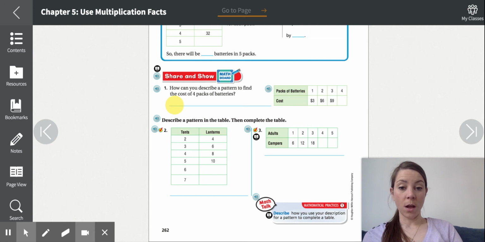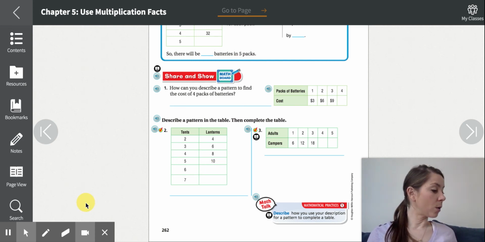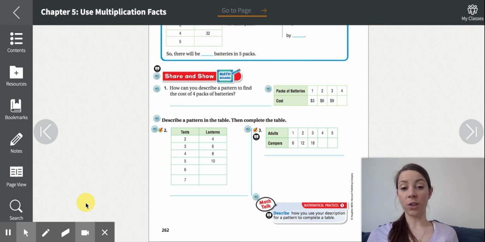Okay. So I think the same thing is happening here. Describe a pattern in the table, then complete the table. So first you need to figure out a pattern, adding or multiplying, and by what number, and the words to describe it, and then you have to finish by using that pattern and finish the 2 missing spots. So pause your video now and try those 3 share and show problems, and then come back to see how you did.